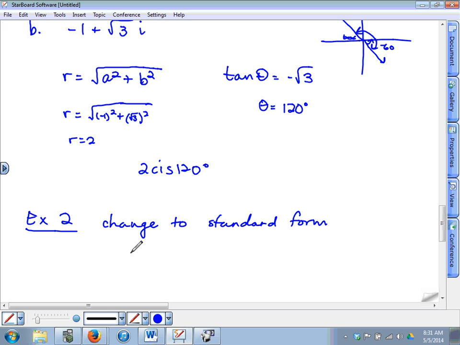Let's do 8 CIS 7 pi over 6. We can change this back to standard form.